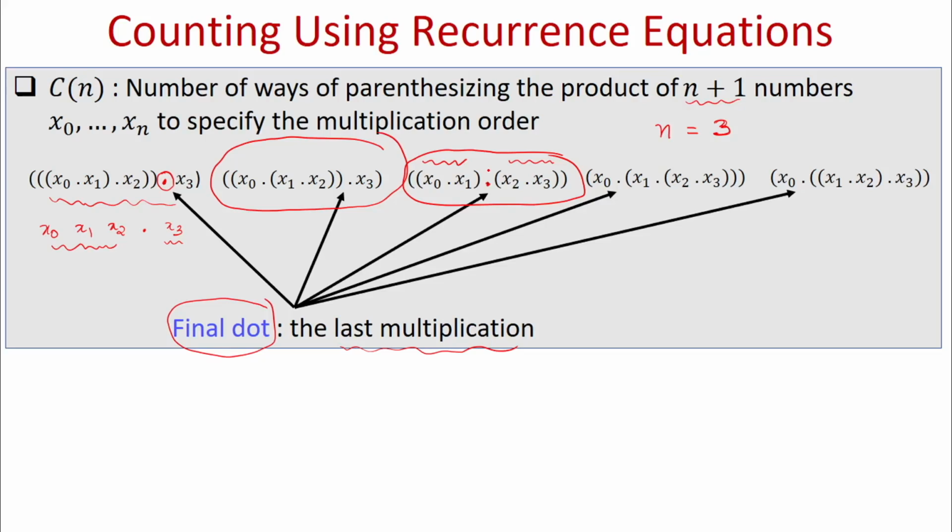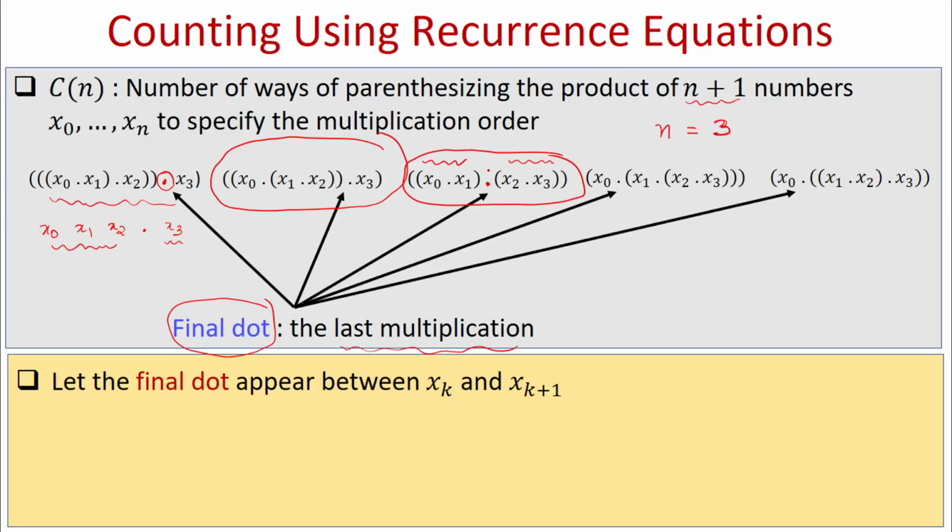So the idea here is that in order to formulate the recurrence equation, I should focus on the final dot or the last multiplication. So in general, I can interpret as if the final dot is appearing between xk and xk plus 1. So remember, your n plus 1 numbers are x0, x1, x2, up to x of n. So you have n plus 1 numbers.